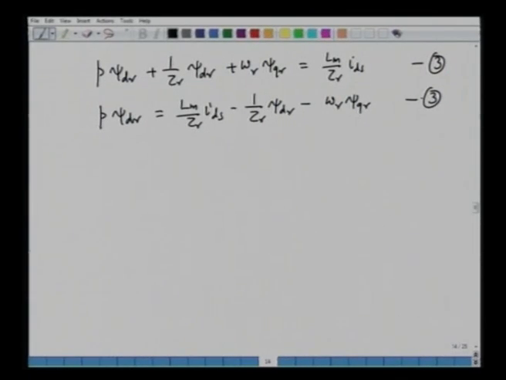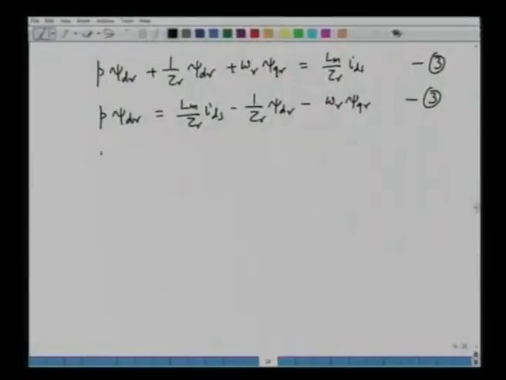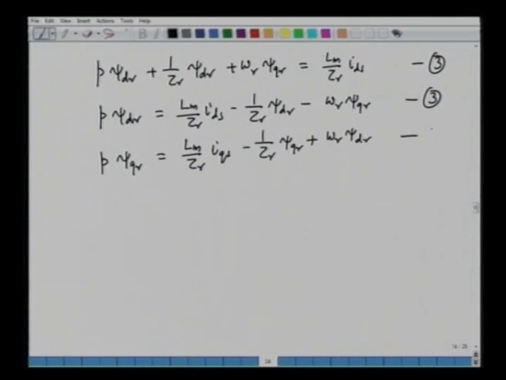So this equation is the equation in the d axis. Similarly, we can have the equation in the q axis and simplify, and we will have a similar equation in the q axis as well. So in the q axis, we have P psi qr, that is equal to Lm by tau r into IQS minus 1 by tau r into psi qr. This speed induced EMF will have a different sign. So we have plus omega r into psi dr. This is equation number 4. So from equation number 3 and 4, we can evaluate the rotor flux linkages.